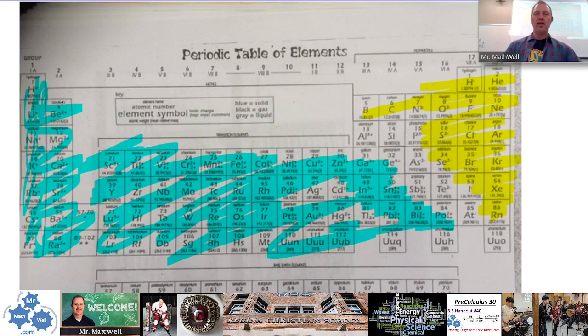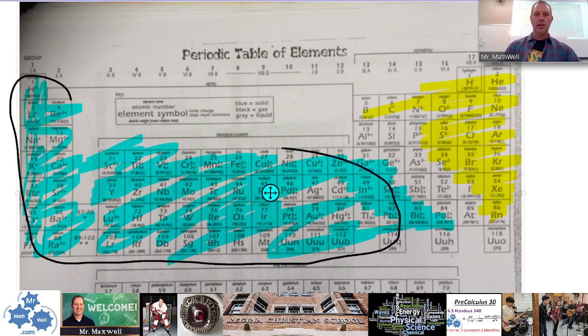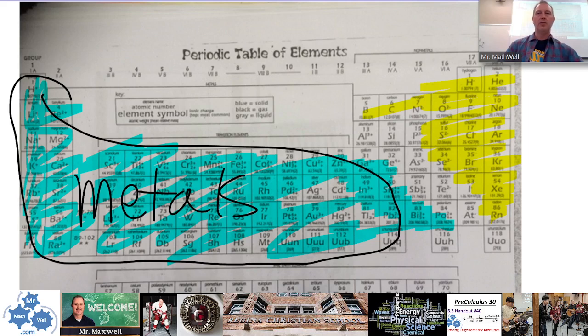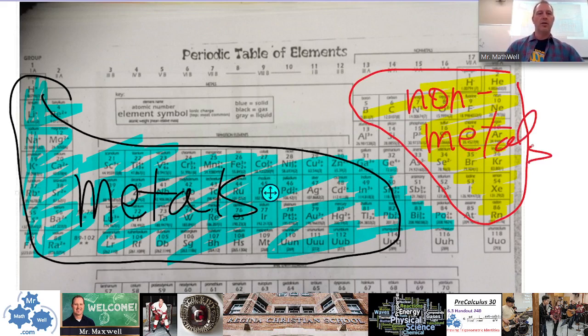But certainly anything over here, those are metals. And these ones here on this side, these are non-metals. And you know what? I see sodium right here, and I see chlorine right here. So a metal and a non-metal. Most ionic compounds are metals and non-metals. Metals form positive ions. Non-metals form negative ions.